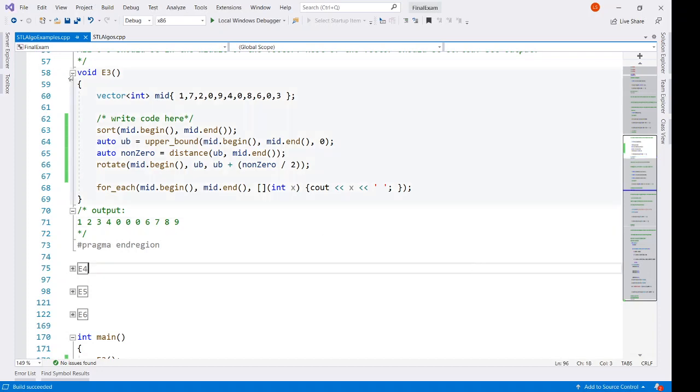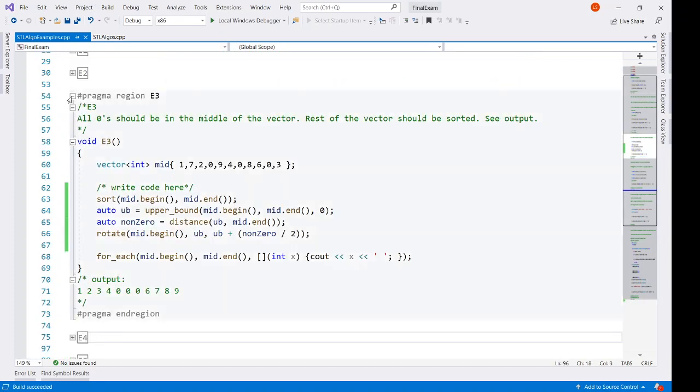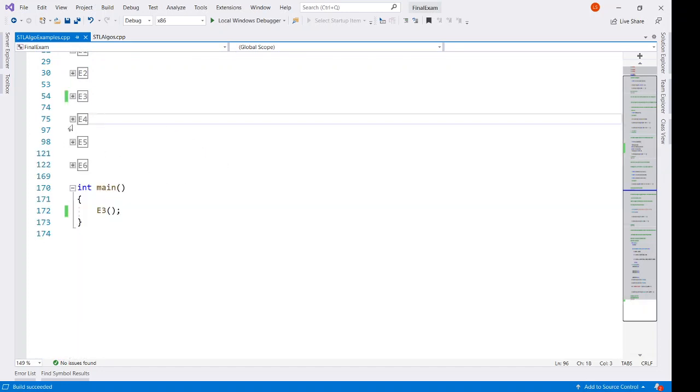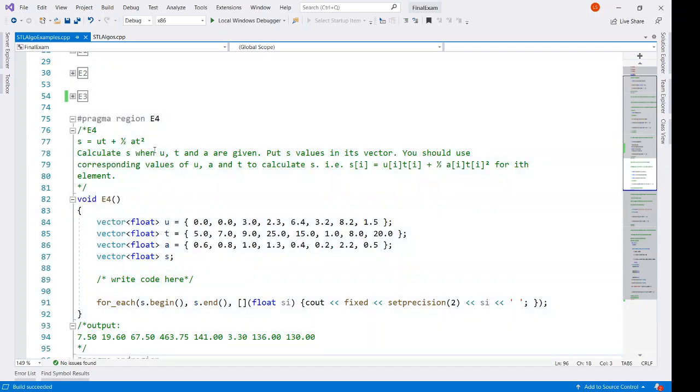Okay, moving to the next example. Let's see what we have got. In this example, we have this linear motion formula. S is equal to ut plus half at squared, where s is the distance, u is the initial velocity, t is the time taken, and a is the acceleration. So given u, t, and a, we can find the s, the distance. So calculate s when u, t, and a are given.